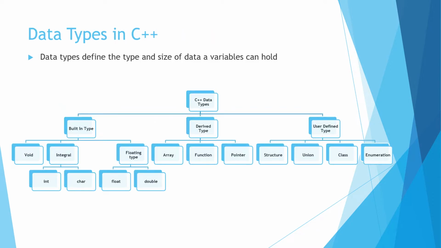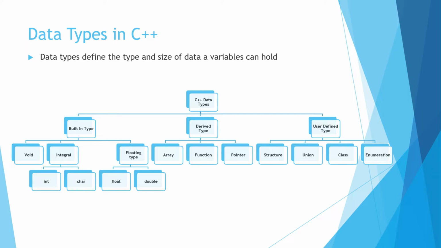Data types in C++. Data types define the type and size of data a variable can hold. That means every variable in C++ occupies certain memory, and the size of this memory depends upon the data type. Basically, there are three types of data types: built-in type, derived type, and user-defined data types. Built-in types are already available or predefined by the system, and these data types can be void, integral, or floating point type. Again, integral can be int or character. Floating point type has also float and double.